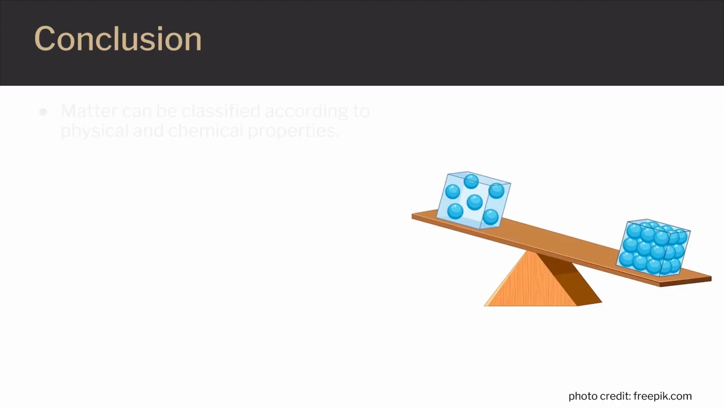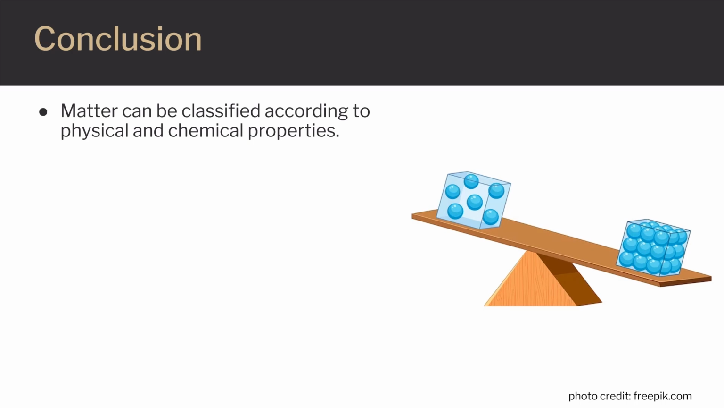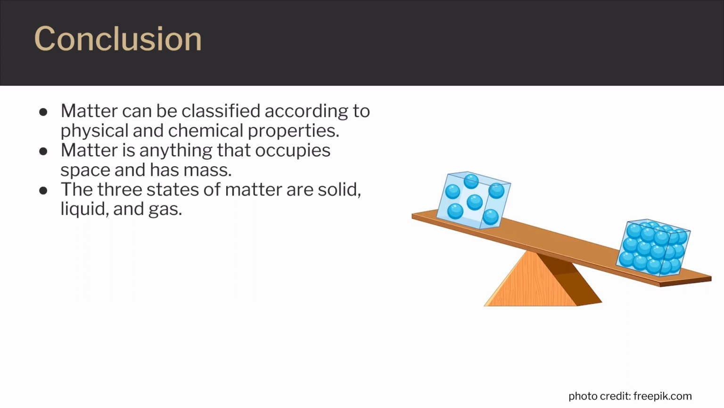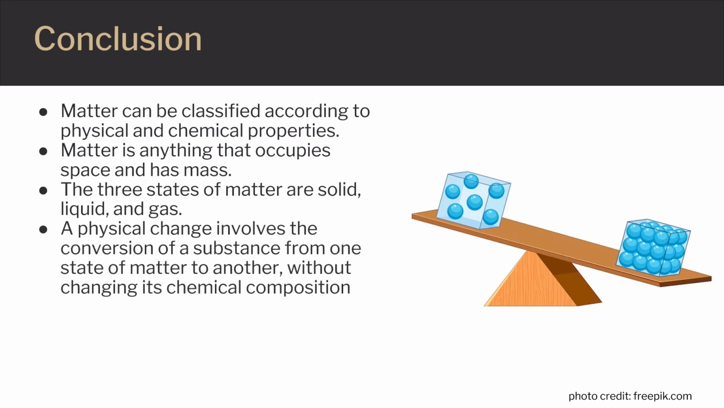Conclusion. Matter can be classified according to physical and chemical properties. Matter is anything that occupies space and has mass. The 3 states of matter are solid, liquid, and gas. A physical change involves the conversion of a substance from one state of matter to another without changing its chemical composition.